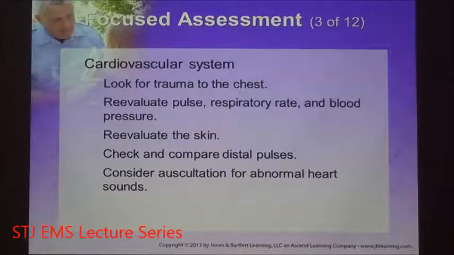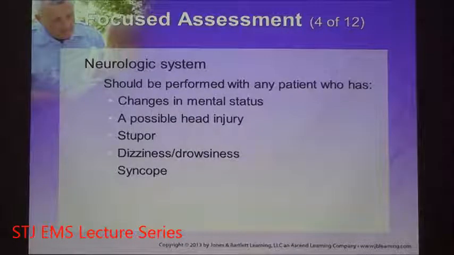Cardiovascular system, same thing, focused, vectored to trauma to the chest. You're looking at signs of hemodynamic instability, which is part of the cardiovascular issue. So blood pressure, pulse. Check the skin, checking for perfusion. Compare distal pulses. Listen to heart sounds. There should only be two sounds, lub and dub. That's sound one, sound two. Neurologic, now we want to think about checking the extremities for good motor and sensory.